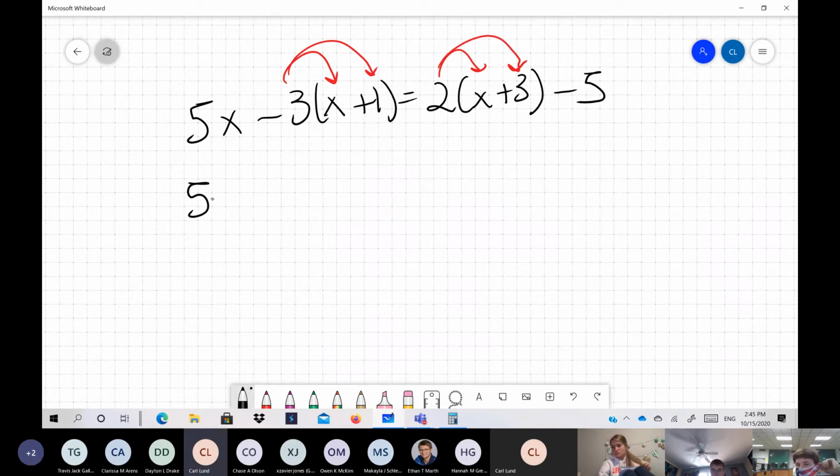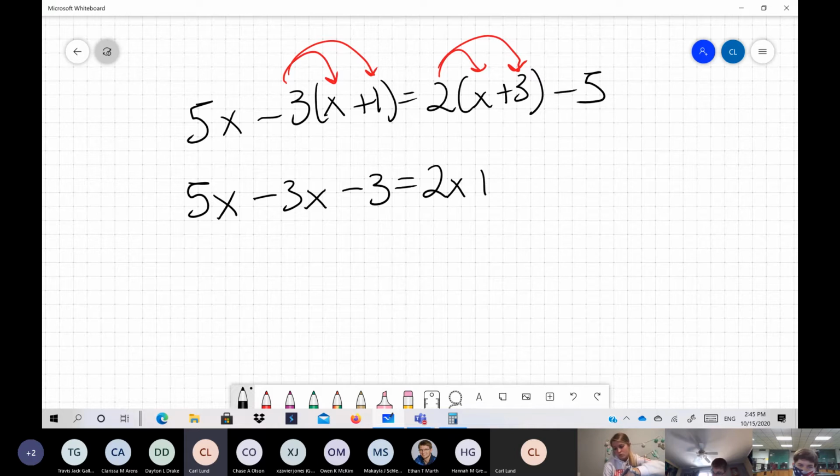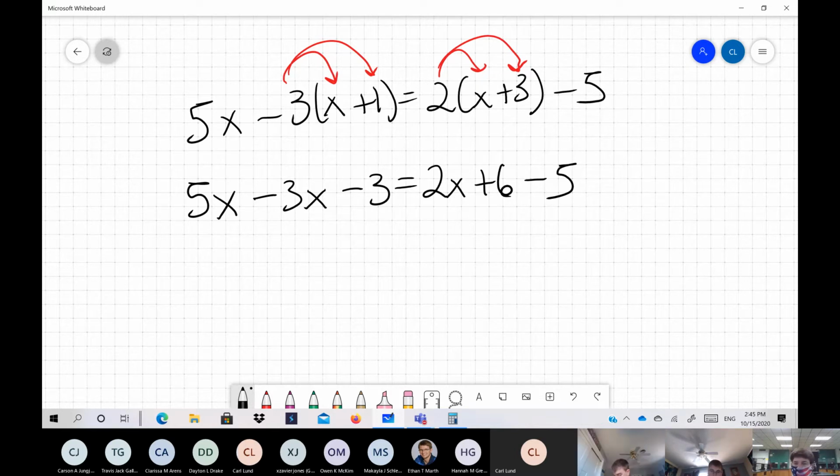So let's do that. 5x, -3 times x is -3x. -3 times 1, that's a 1, is -3. Then on the right, 2 times x is 2x. 2 times 3 is 6, minus 5. So I've distributed. What do I do after distribution? Right, I combine like terms.